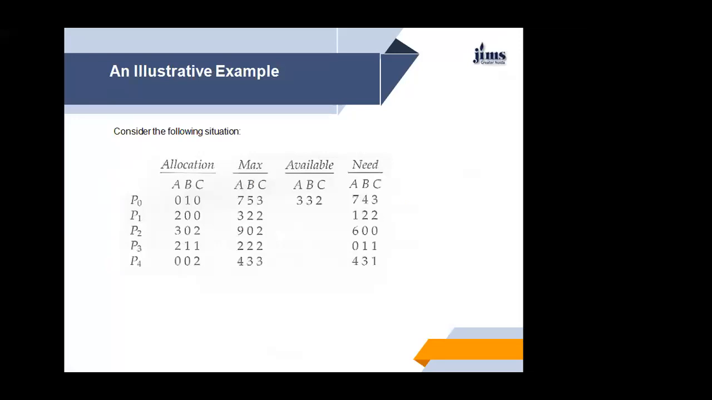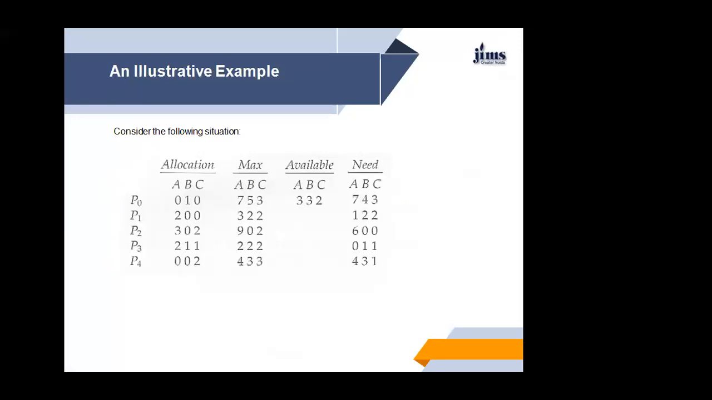How will we calculate this need? Need is calculated by subtracting allocation from max. For process P0, the maximum is 7 and allocated is 0, so 7 minus 0 equals 7. 5 minus 1 equals 4. 3 minus 0 equals 3. So maximum minus allocation equals need, and we can calculate need this way.